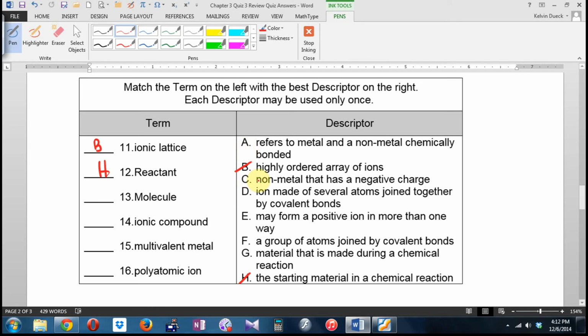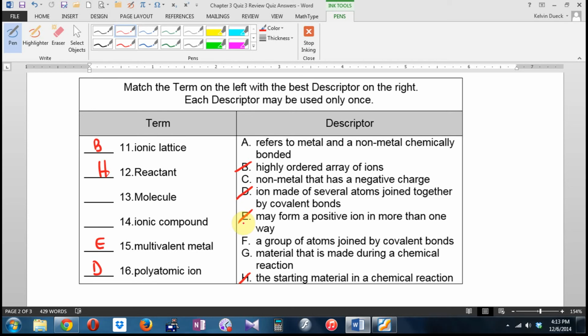Ionic compound refers to a metal and a non-metal chemically bonded. I think so. Ion made of several atoms: D, that's a polyatomic ion. I can fill that one in right there. And E, multivalent metal. Non-metals are not multivalent. So multivalent metal may form a positive ion in more than one way.